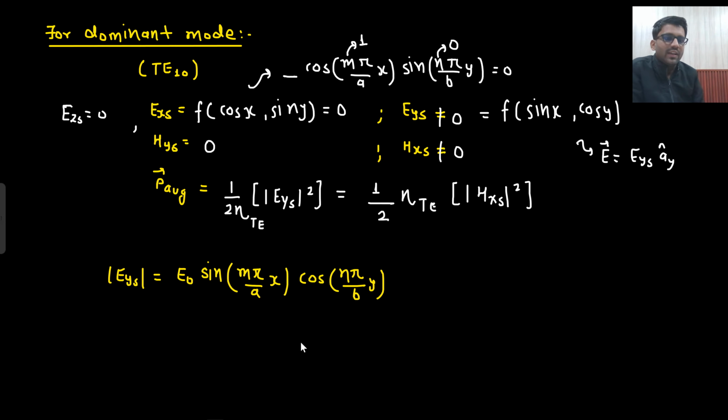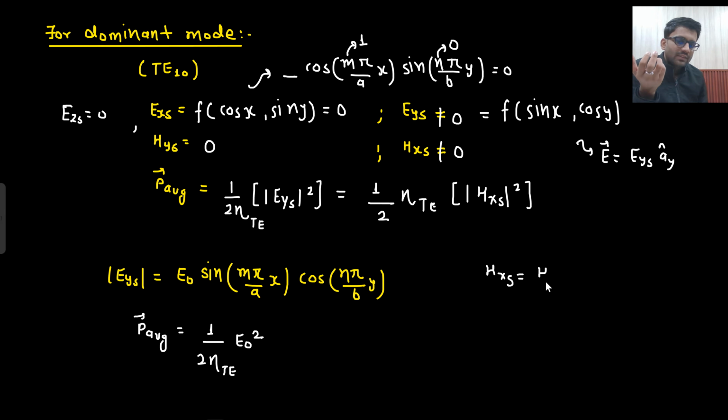Now I will derive the formula. That formula will be important. Now what I need to do? First I will find out the P average. So P average would be simply 1 by 2 eta TE, mod of EY square. What is mod of EY? That is E naught square. That's it. Okay. And let's just say HXS was our H naught sin m pi by a into x cos n pi by b into y.